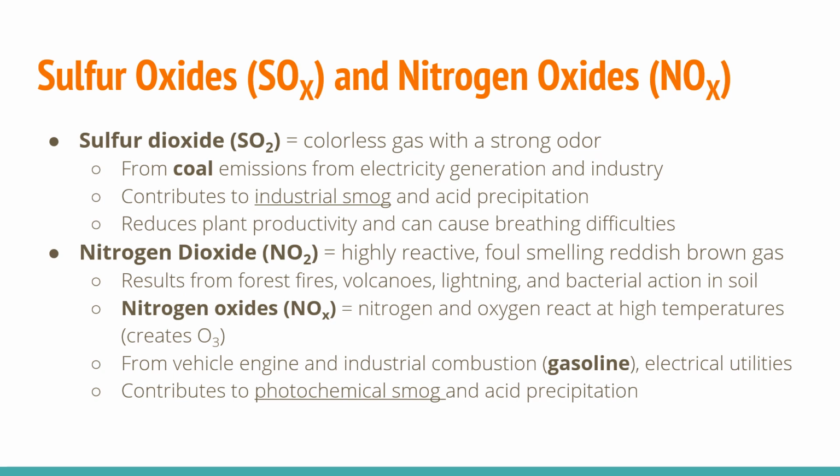And these nitrogen oxides, they are from vehicle engine and industrial combustion, so gasoline and that combustion reaction, and from electrical utilities. These nitrogen oxides contribute to photochemical smog. So photochemical smog, think about the LA skyline. It's not really a gray haze. It's usually, if you look at pictures, going to be like a brownish haze. And that's from the nitrogen dioxide. And then it also will contribute to acid rain, acid precipitation. And that's because the nitrogen oxides will react with water to make nitric acid.